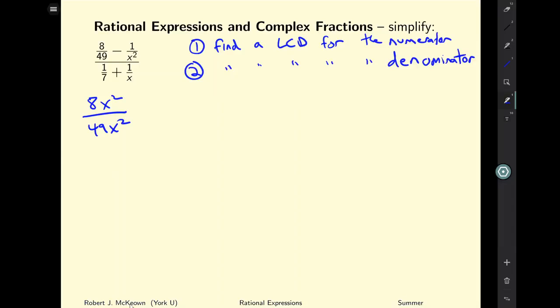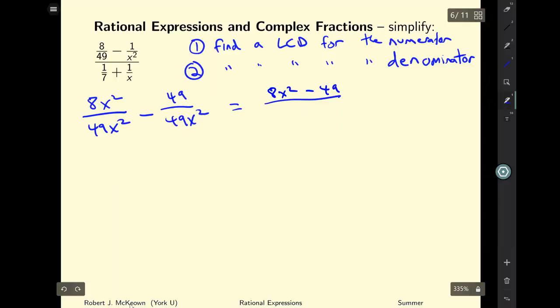x squared divided by x squared is just equal to 1. I'm not changing the expression in any way when I do this. That's the whole idea behind lowest common denominator. Now, looking at the second term in the numerator, I need a 49. I'm going to multiply the top by 49 and the bottom by 49. And now I've got a common denominator. I could rewrite that as x squared minus 49 all over 49x squared.